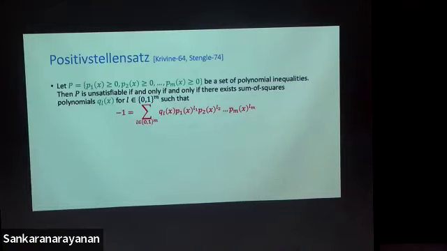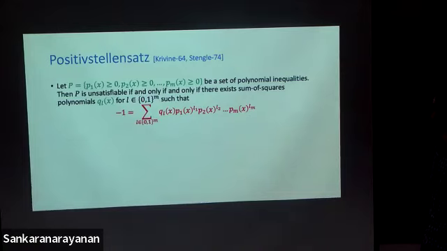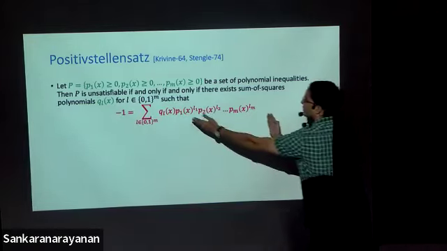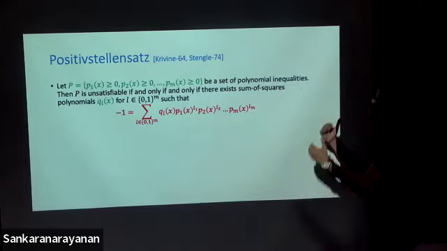Okay? So what this positive Stellensatz says is that P is unsatisfiable if and only if there exist sum of squares polynomials Q_L(x) such that this holds: -1 is equal to the sum over all L, binary strings of length m, of Q_L(x) times p1(x) to the L1, p2(x) to the L2, up to pm(x) to the Lm. So basically, you're taking all possible subsets of these products of these polynomials and then multiplying that by a sum of squares polynomial.